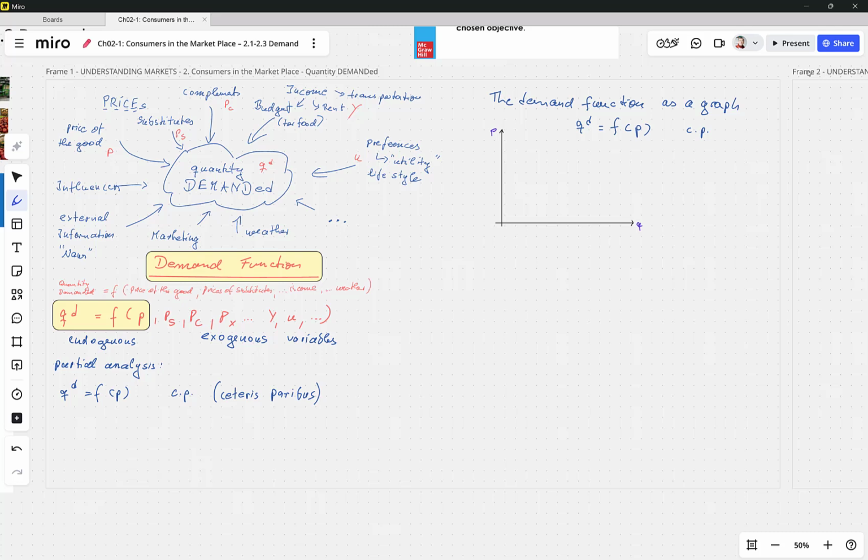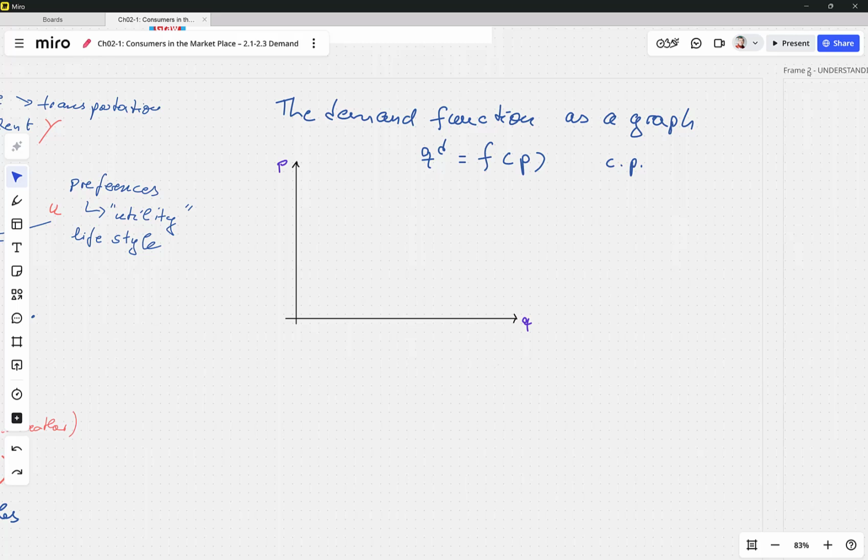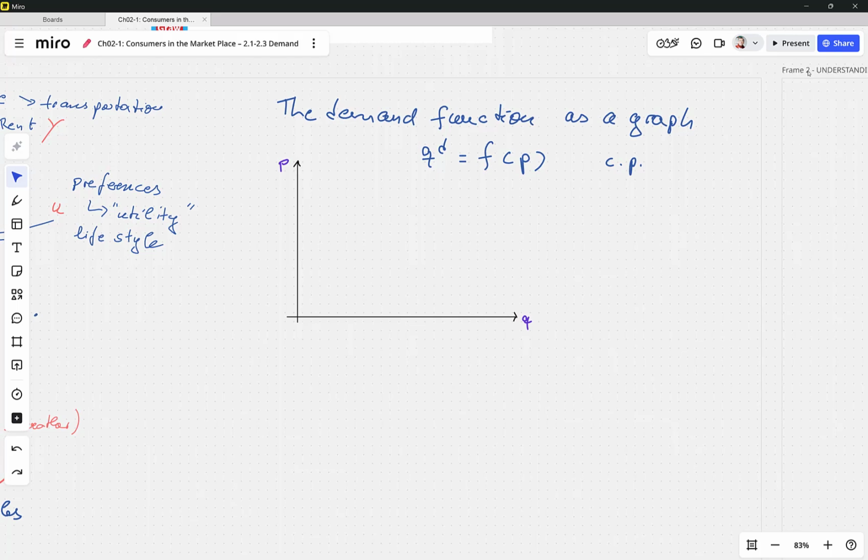So putting this up here, quantity demanded as a function of the price in a graph. Let's make this a bit bigger so that we can see more. And in fact, we already saw that this is typically a negative relation, that it's something like this.